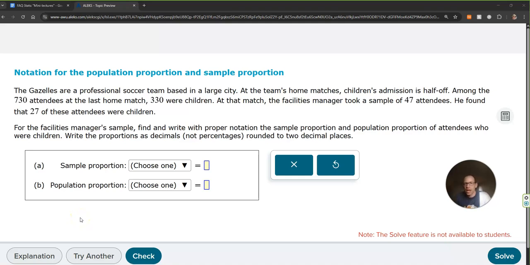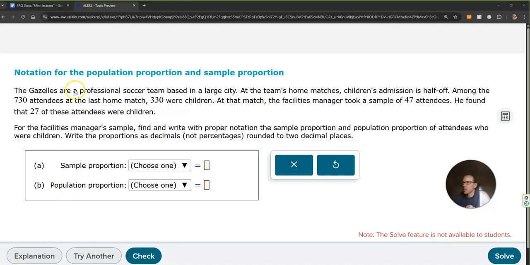Okay, so here we're looking at the notation and the calculation for proportion, both in the sample and the population. Remember, with any of these with sample and population, population is the entire set that we're interested in, and the sample is what we're working with.